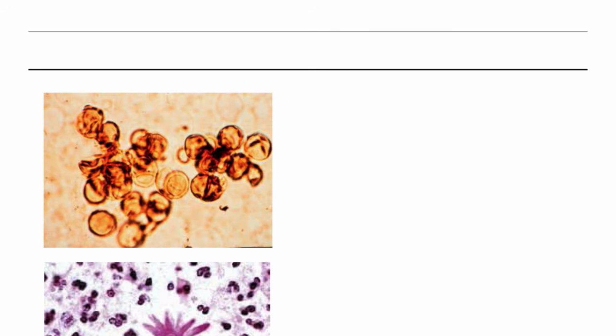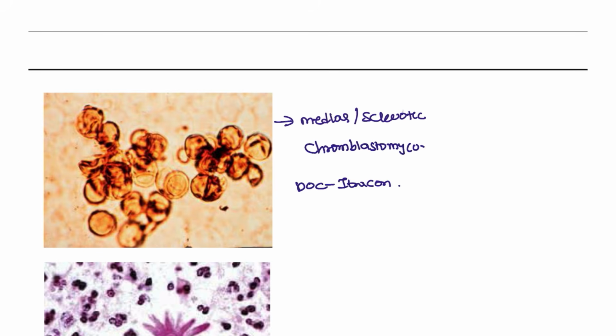Next, other fungal conditions. These are the muriform bodies or sclerotic bodies seen with chromoblastomycosis. Right? Drug of choice for this patient is itraconazole. Next, here these are the asteroid bodies, or cigar-shaped bodies, seen with sporotrichosis. And here also the drug of choice is itraconazole.